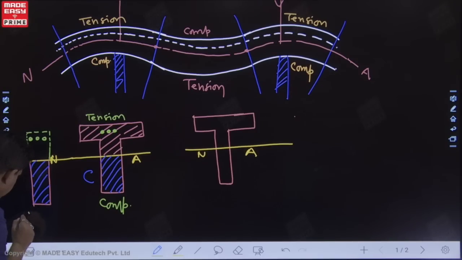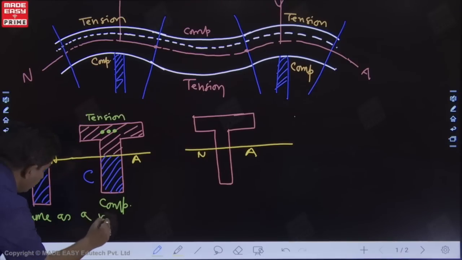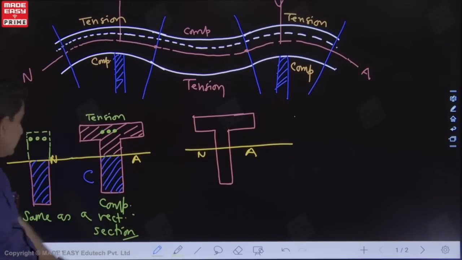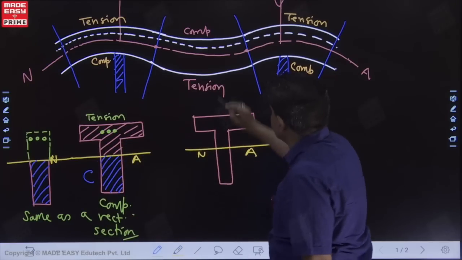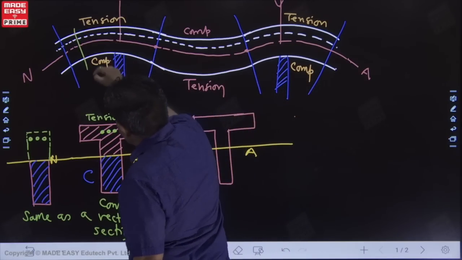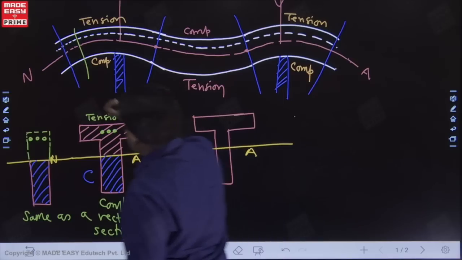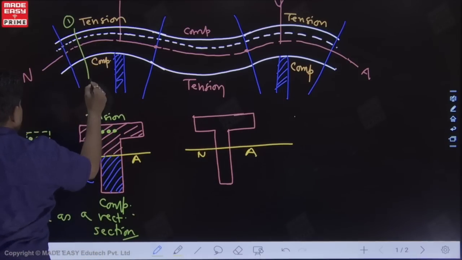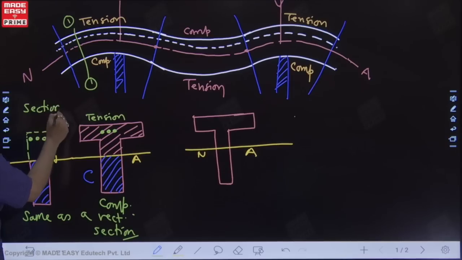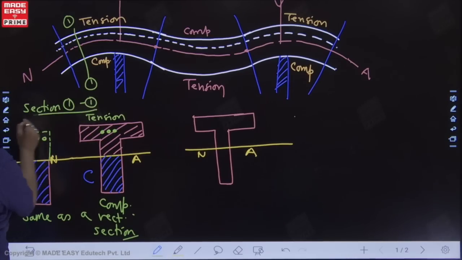This is same as a rectangular section. And what type of section will this cross section behave as? Here at positive bending moment, this cross section is here. I have taken a cross section at this location. Let us say 1 1. Then this is section 1 1. It will behave just like a rectangular beam.